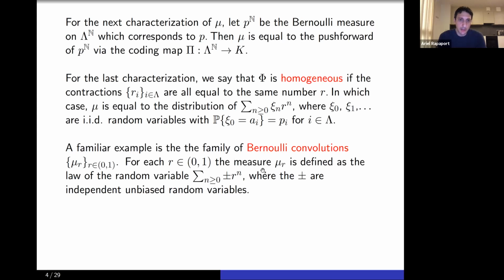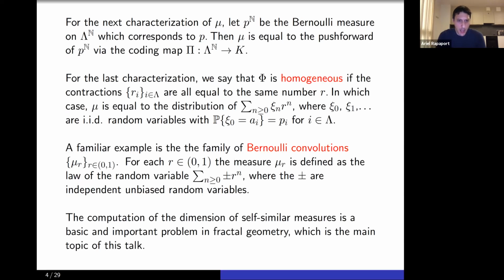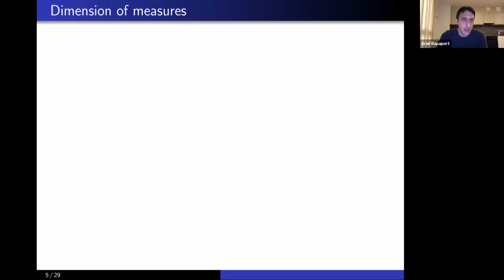It has been studied by many people since the work of Erdős in the 30s and even before, and I'll return to it later. So the computation of the dimension of self-similar measures is a basic and important problem in fractal geometry, and this will be the main topic of this talk. Before I move on to talking about the dimension of self-similar measures, I want to give the necessary definitions for the dimension of general measures on the real line, the things that we need in this talk.